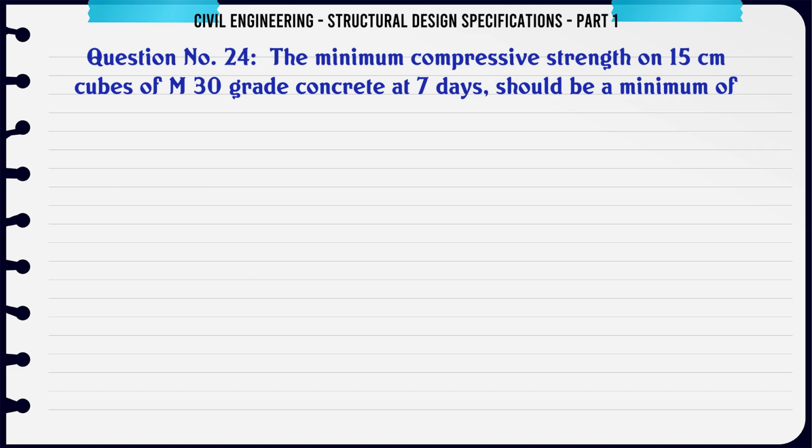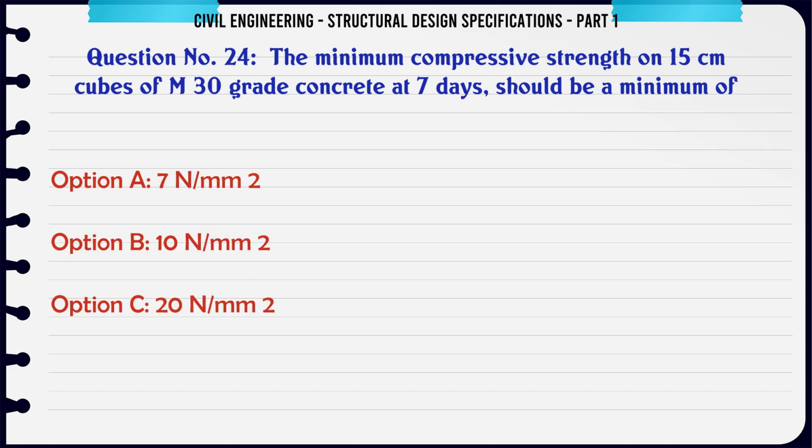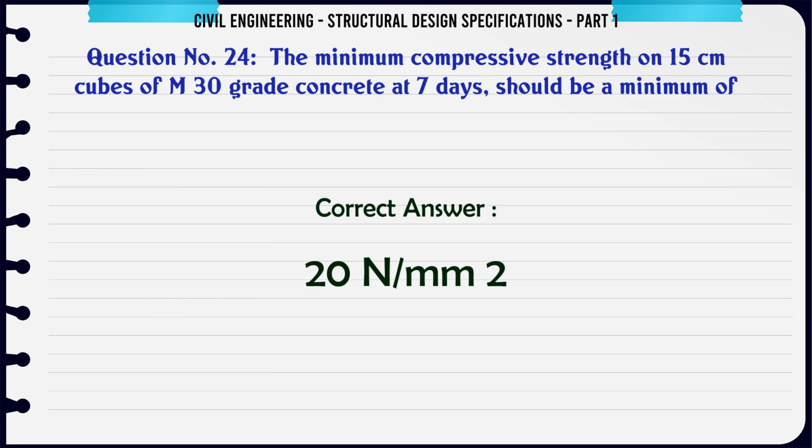The minimum compressive strength on 15 cm cubes of M30 grade concrete at 7 days should be a minimum of A. 7 N/mm², B. 10 N/mm², C. 20 N/mm², D. 30 N/mm². The correct answer is 20 N/mm².